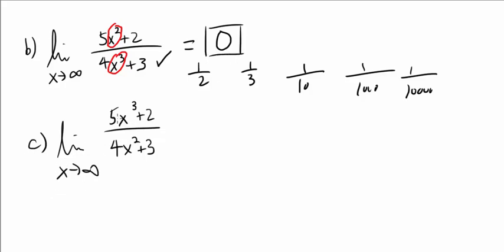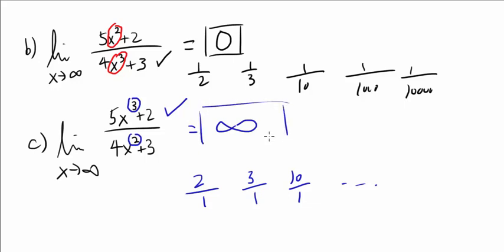Now let's look at C. 5x cubed plus 2 over 4x squared plus 3 as x is increasing without bound. Up top, x cubed is dominating. At the bottom, x squared is dominating. But x cubed is going to increase faster than x squared. So in the end, the top is going to be much bigger than the bottom. So it's like 2 over 1, 3 over 1, 10 over 1, and so on. So this is going to increase without bound, and we can denote what's going on by putting the infinity sign.